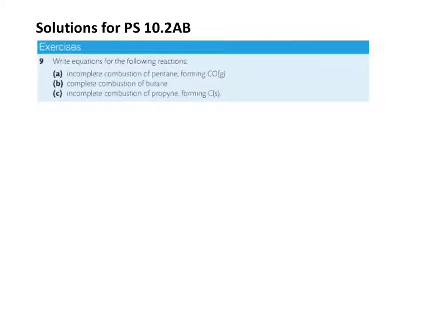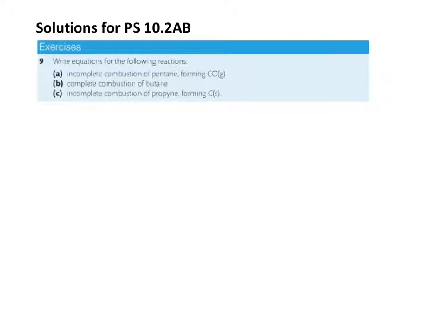Welcome. In this video, I'm going to go over the solutions for problem set 10.2 AB. These are problems looking at reactions with alkanes and alkenes primarily. Question number 9 says, write the equation for the following reactions. These are all combustion reactions, but two of them are incomplete combustion reactions, which really aren't that hard, especially when they let you know what the incomplete product is.